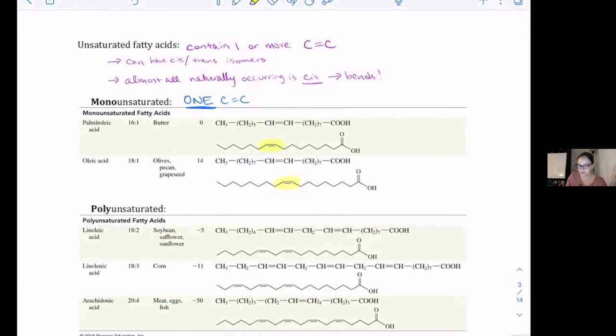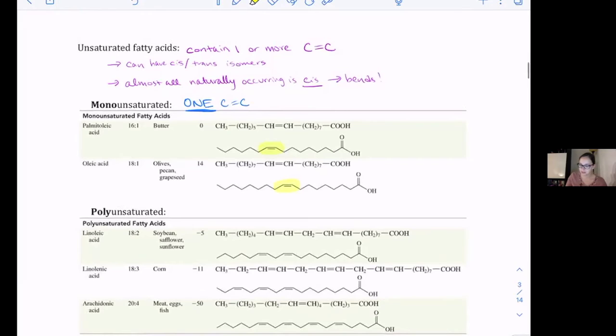You'll notice, I wrote it up here, but forgot to talk about it, that when you have these cis double bonds, you create a bend in your chain. So we draw it a little bit funky. We don't keep our bond angles completely correct, and we draw this double bond in a straight line, but in reality, it bends and creates something like a 120-degree angle instead of keeping it 180.